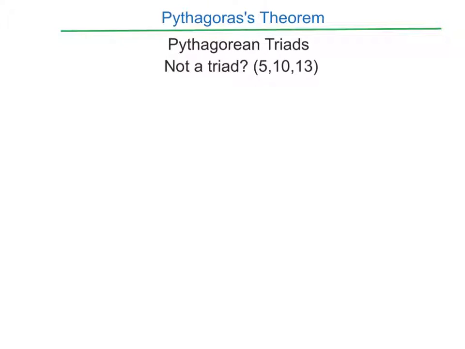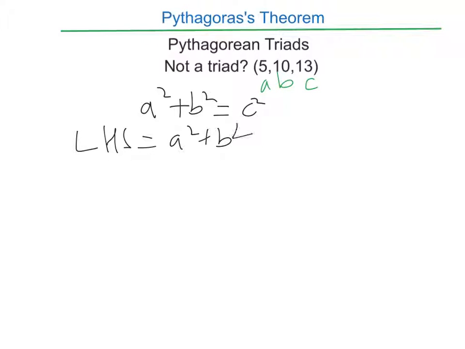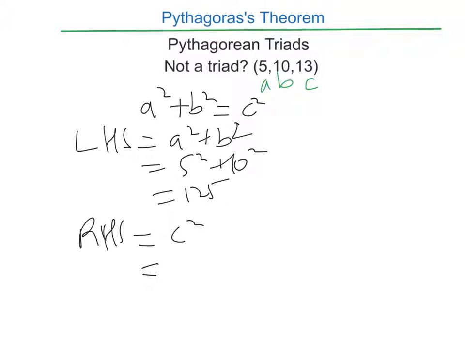Here's another example. In this one here, I'm going to mark c as being 13 because it's the biggest, and a and b as the other two. And let's start off, we write our formula, a squared plus b squared equals c squared. That's Pythagoras' theorem. a is 5, the left-hand side is equal to a squared plus b squared, which is equal to 5 squared plus 10 squared, which is 125. The right-hand side is equal to c squared, which is equal to 13 squared, which is 169.